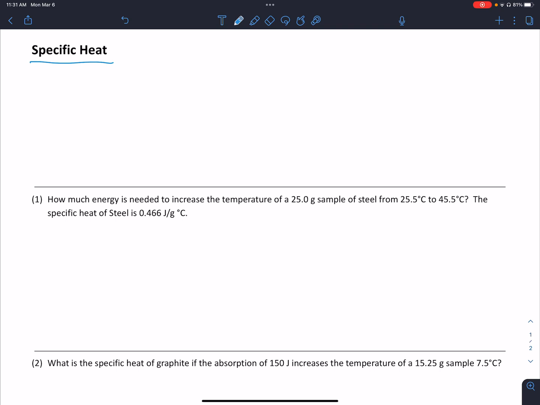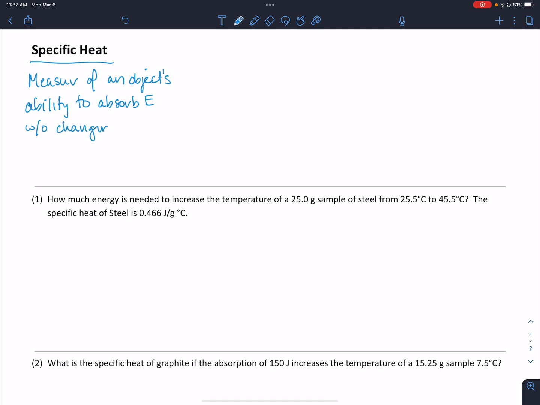Remember, specific heat is a physical property and it's a measure of an object's ability to absorb energy without changing temperature. And as I said, this is a physical property, so you need to know what your object is made of in terms of its chemical makeup.